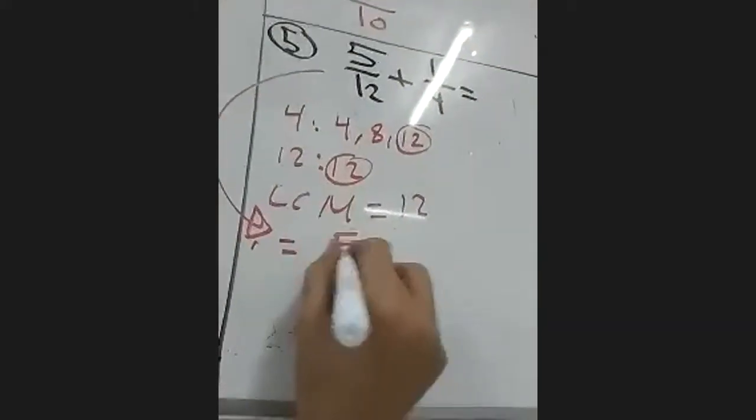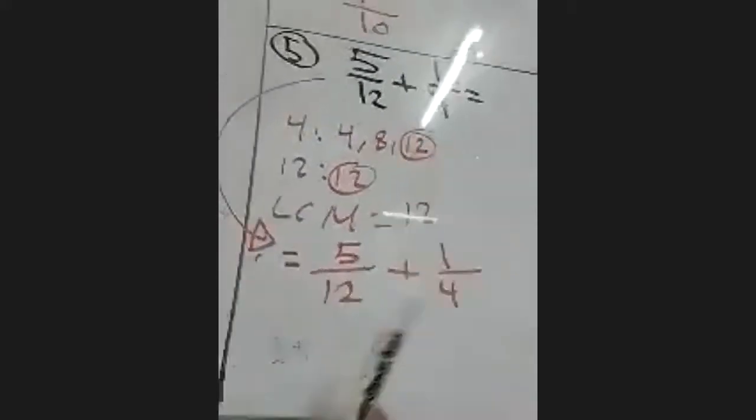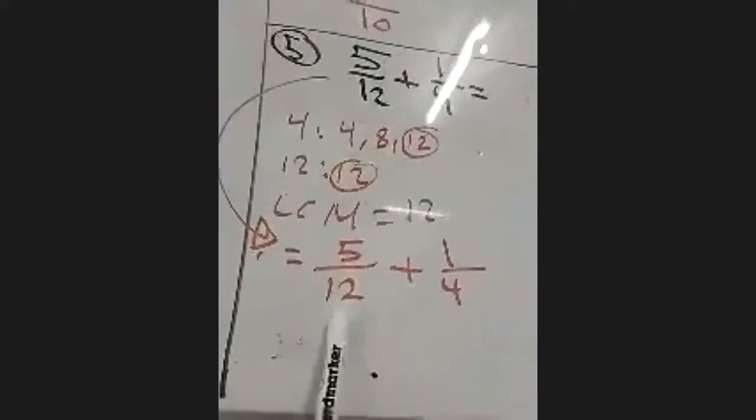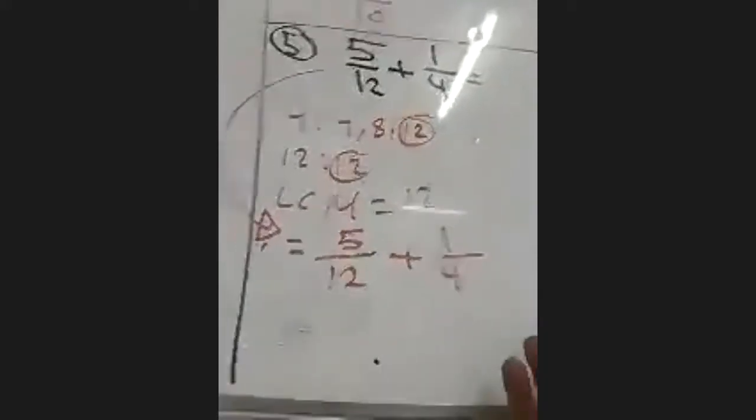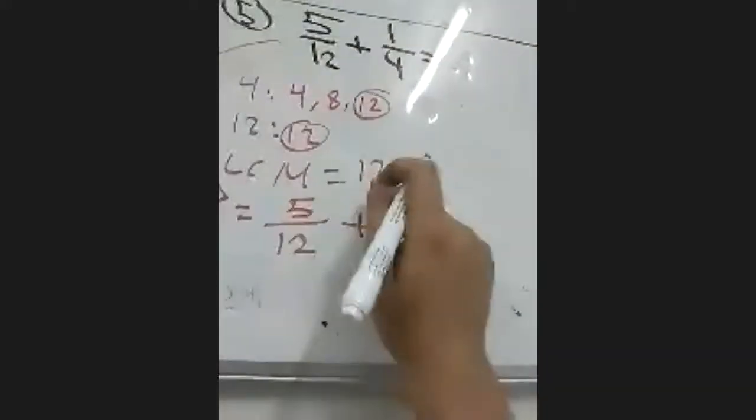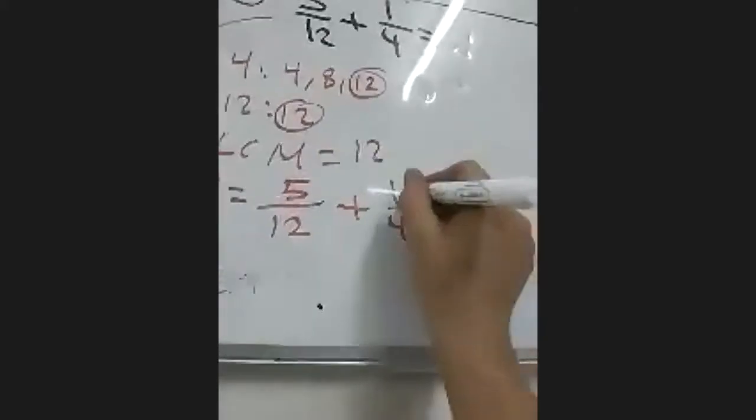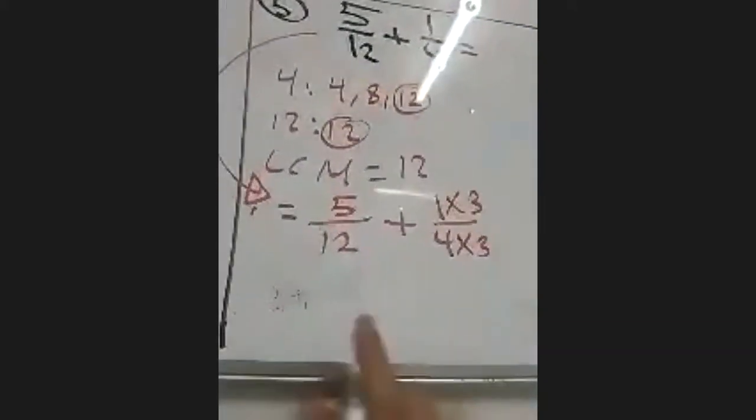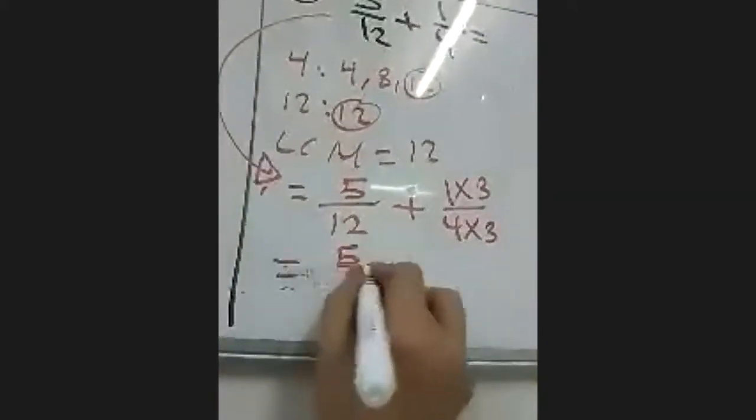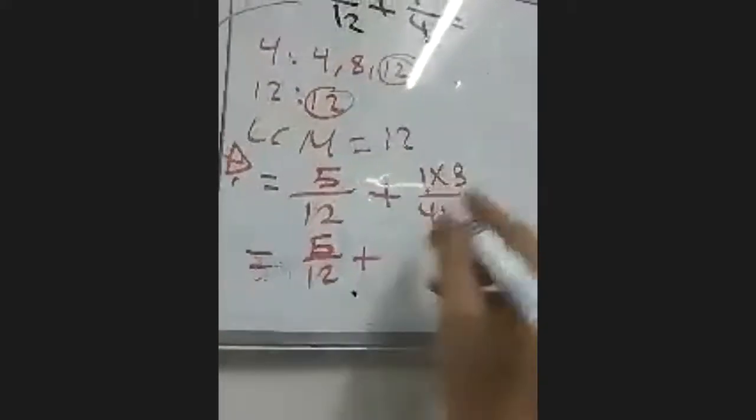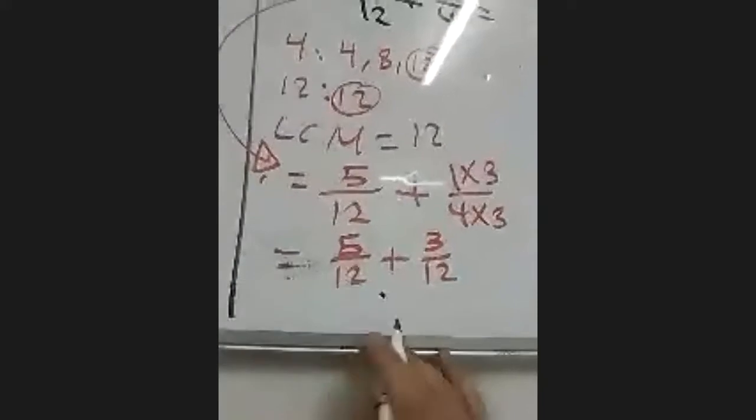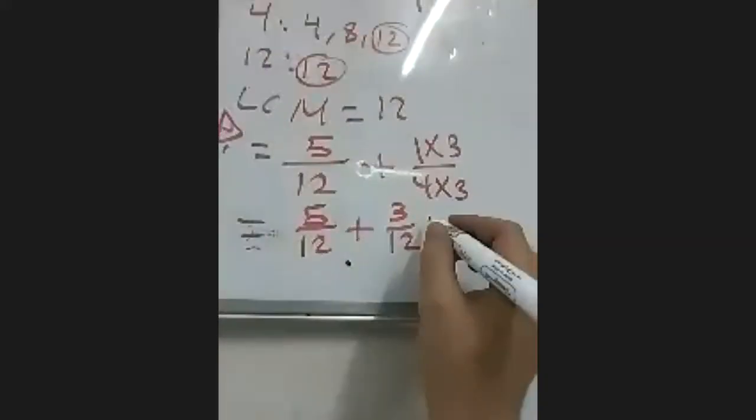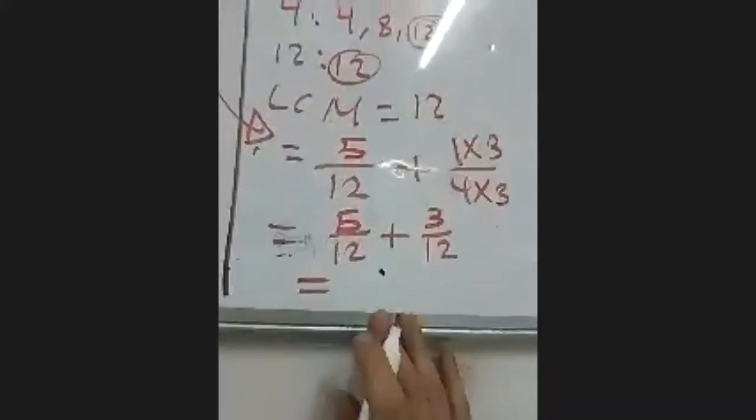So the 5 over 12 and the 1 over 4, the 12, no need to multiply it. It's already the least common multiple, 12. But as Ahmed said, we need to make the 4 into 12 by multiplying with what? 3. Now let's simplify. 5 over 12 plus 3 over 12 equals what? 9 over 12.